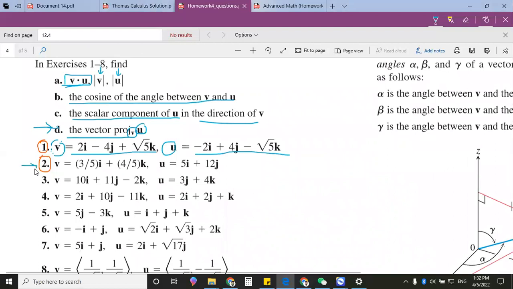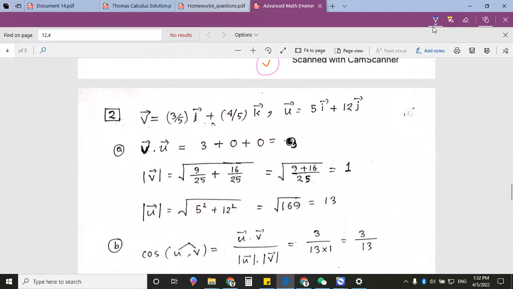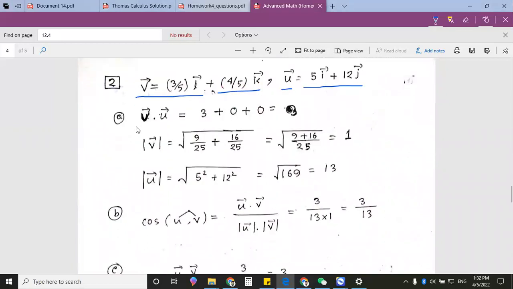So let's go to the next question, number 2. It is the same as before. We have a vector v, 3 by 5i plus 4 by 5k, and another vector u, that is 5i plus 12j. Firstly, we have to calculate the dot product. So 3 by 5 multiplied by 5, we can cancel out 5, so we get 3. And then we have i, but we don't have j on the v vector, right? If any of i, j or k is missing, we can write down 0.